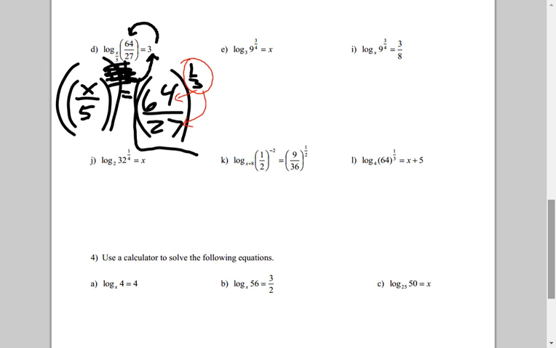So basically, I have got it down to x over 5 equals the cube root of 64, which was 4, over the cube root of 27, which is 3. And now this is simple algebra. If you can't solve that, I have a place for you in an algebra class. All right. And in case you're really stuck, multiply by 5.